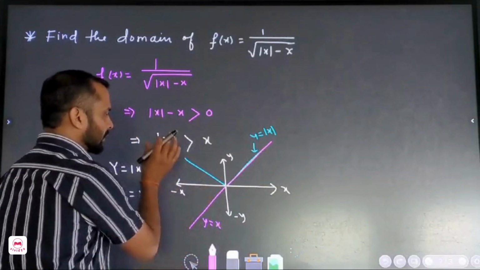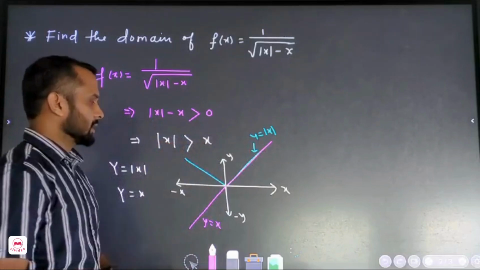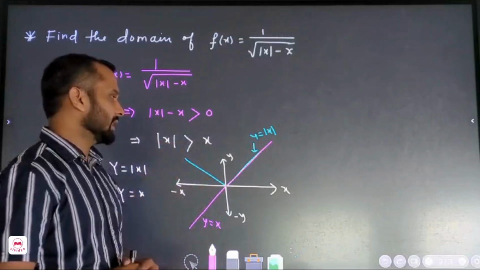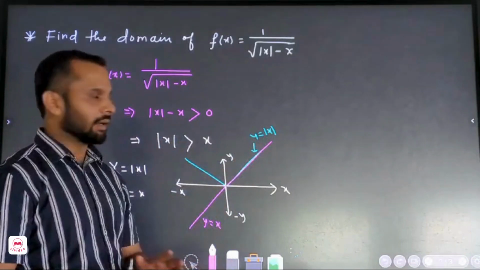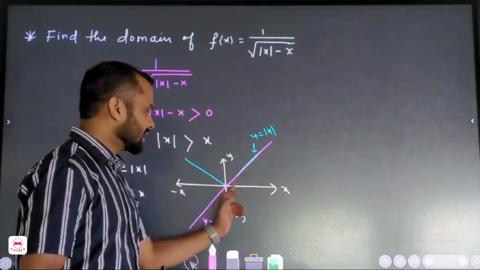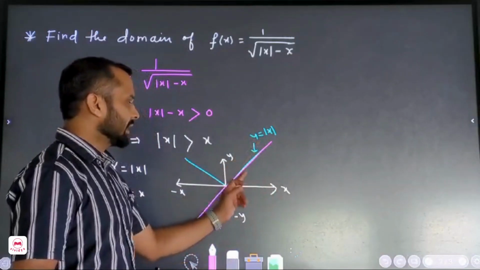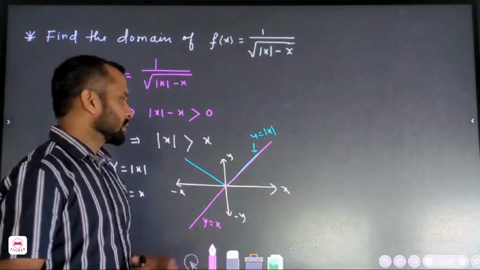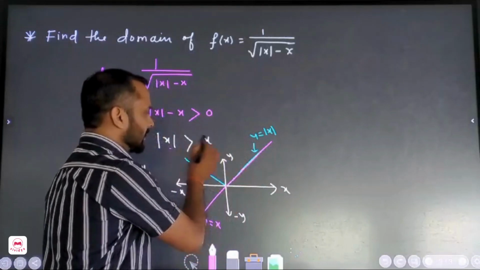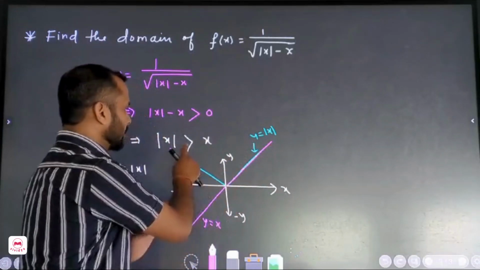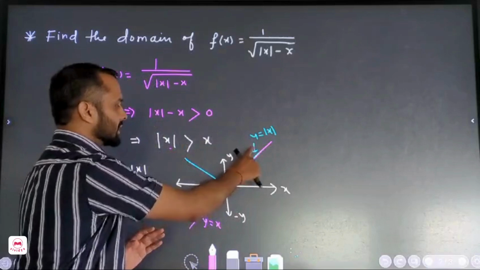Now what we need is mod x should be greater than x. So from this graph, we see that mod x is a V shape, and y equals x is a straight line. In this range, if x is positive, mod x and x both overlap. So if I take any particular point here, both will be the same. That we don't want. We want only greater than, wherever mod x is greater than x.